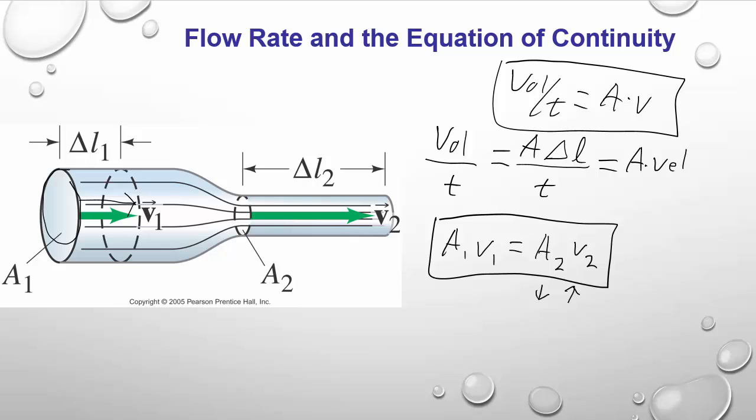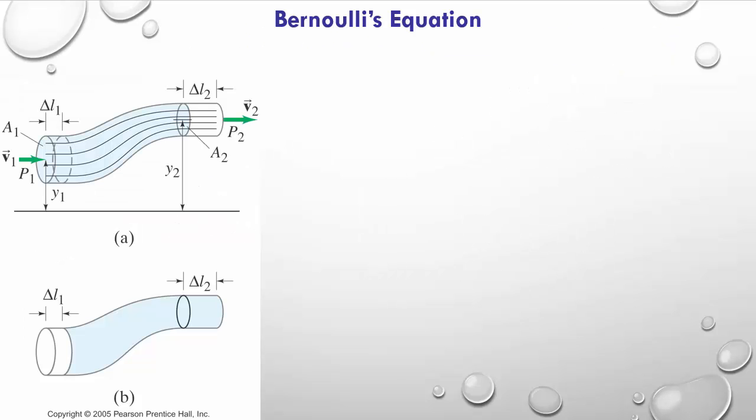Okay, the next equation is essentially the equation of conservation of energy for a fluid flowing. We have a few different types of energy we need to deal with. One is just the kinetic energy, so that's 1/2 mv squared. We also have potential energy, so if a fluid flows uphill, it's going to slow down. So we have mgy for our gravitational potential energy.